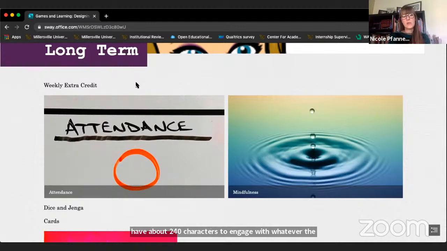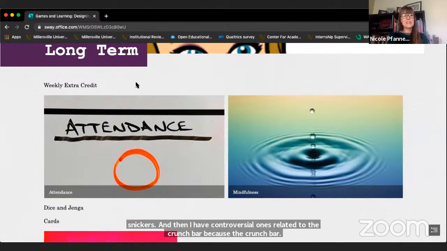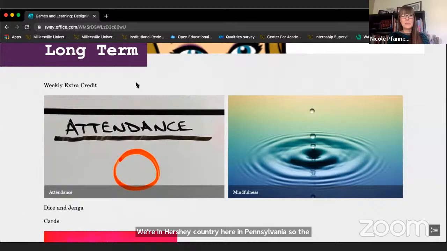This week, and you can see it all over my class feed, what is your favorite snack food while you're studying for finals? So I have beautiful pictures of brownies and Snickers. And then I have controversial ones related to the Crunch Bar, because we're in Hershey country here in Pennsylvania. So the Crunch Bar being Mars is a little bit controversial. According to the tweets coming from students, none of the students have posted Peeps, even though we're also very close to the Peep factory. A few have posted potato chips. There have been a couple outliers with healthy snacks.